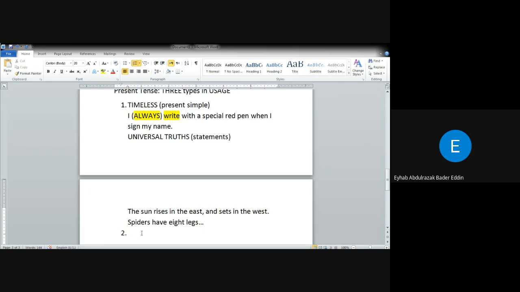Usage number two is called limited present, and we usually express it by using present progressive.